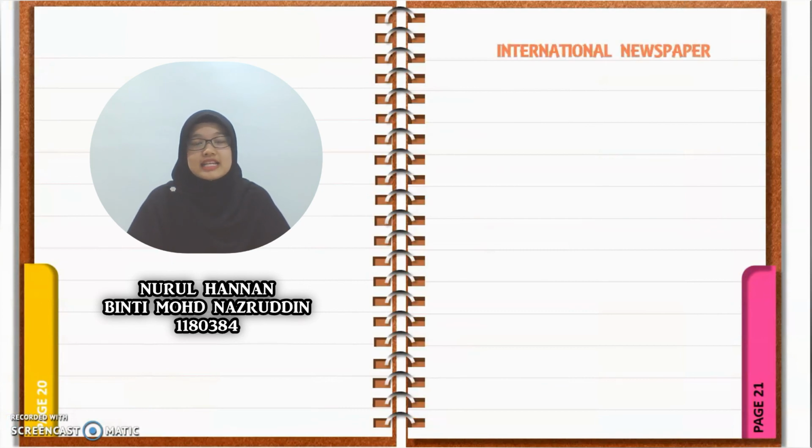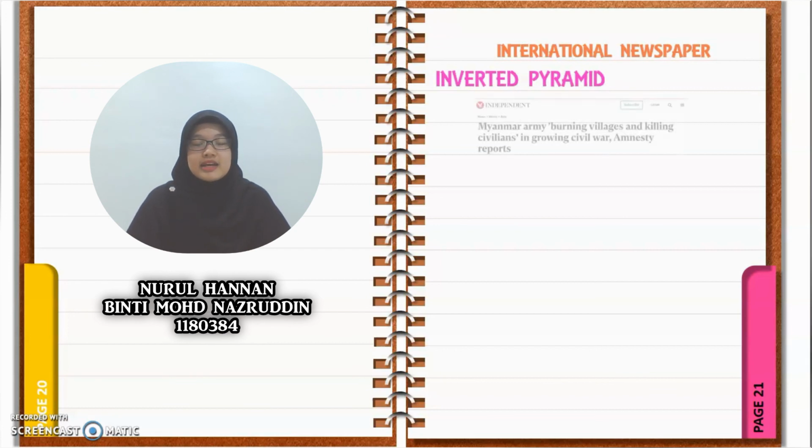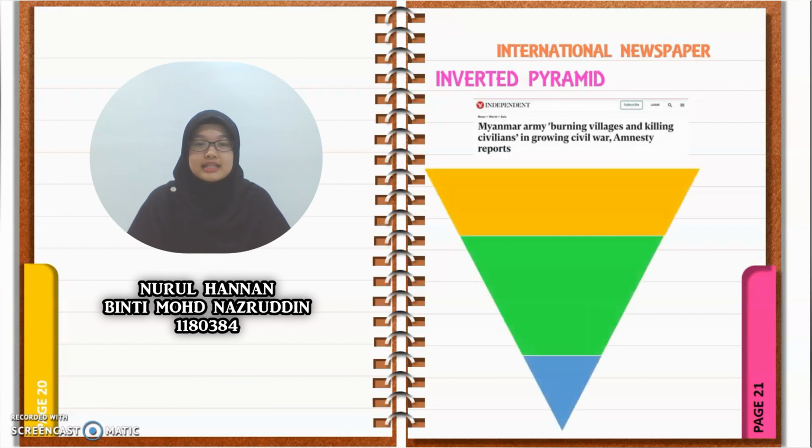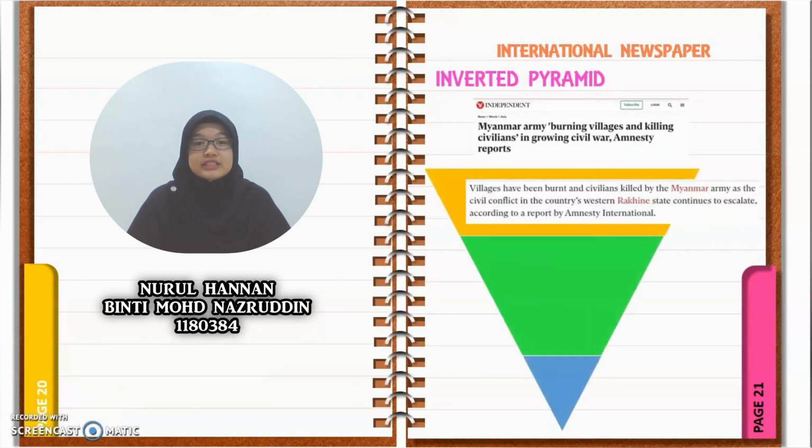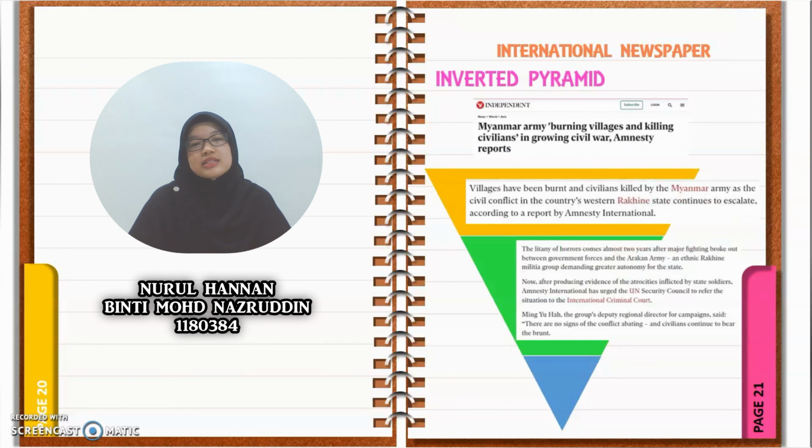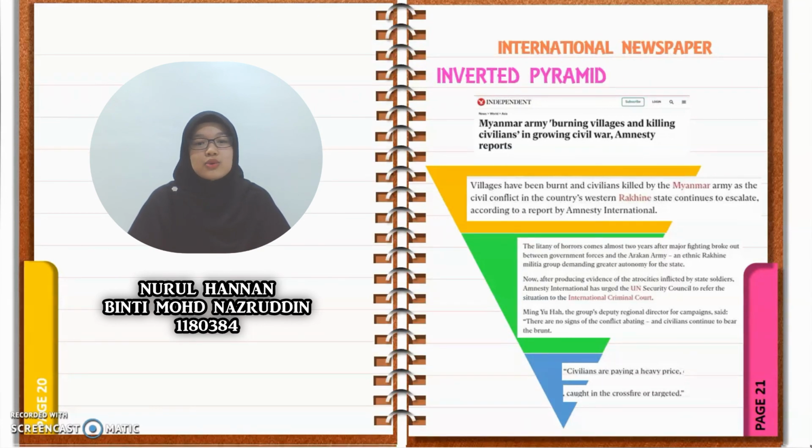From the various international newspapers that we have reviewed, all of them use the inverted pyramid in their writing. For example, in the online news Independent, the first paragraph, or the lead, has answered all the 5 Ws and 1 H questions, and the writer continues with important details such as facts and quotes. Then he concludes the news with quotes which are less important but still related to the news.